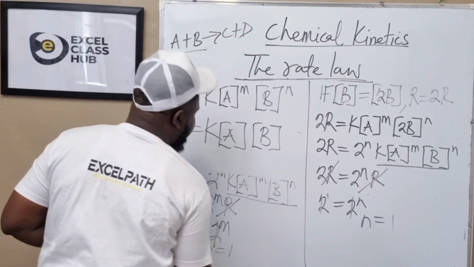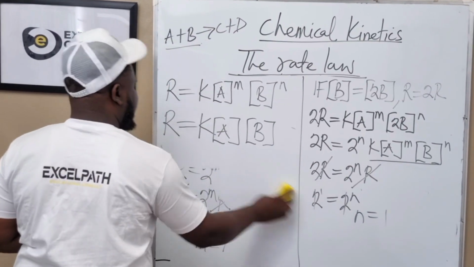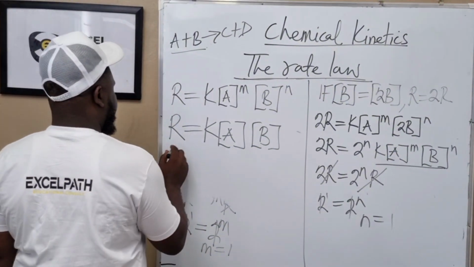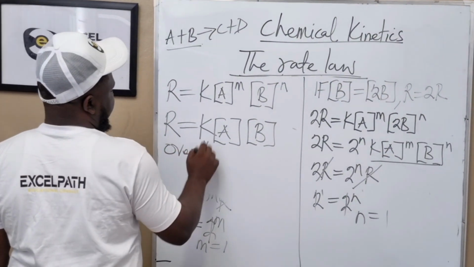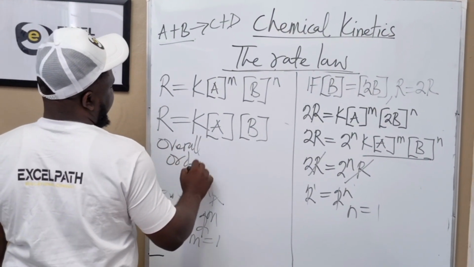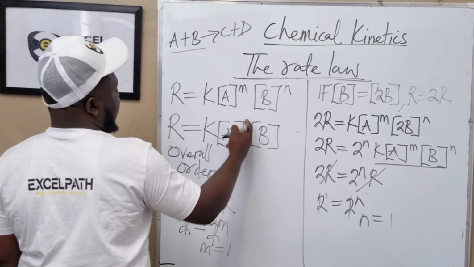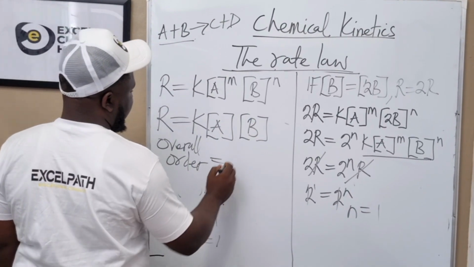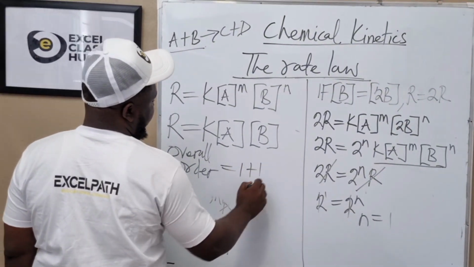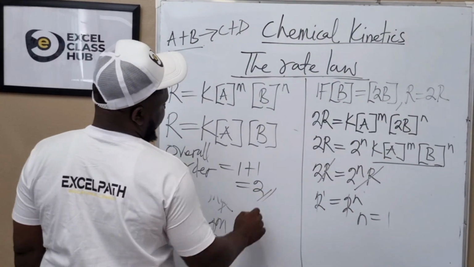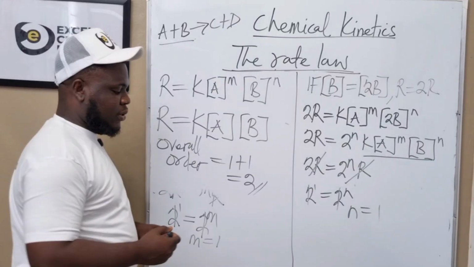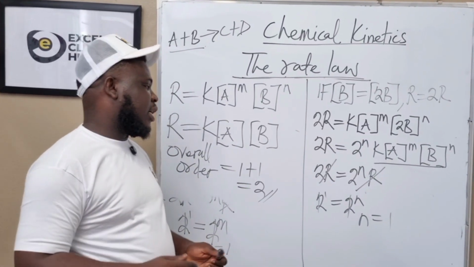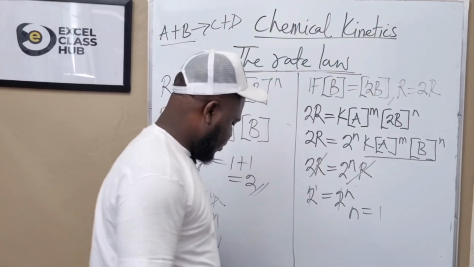Then secondly, the question says, what is the overall order of the reaction? Overall order. Like I told you earlier, the overall order is what is here plus what is here. So here we have 1, here we also have 1. So the overall order becomes 1 plus 1, which is equal to 2. So that is a second order reaction. All right.